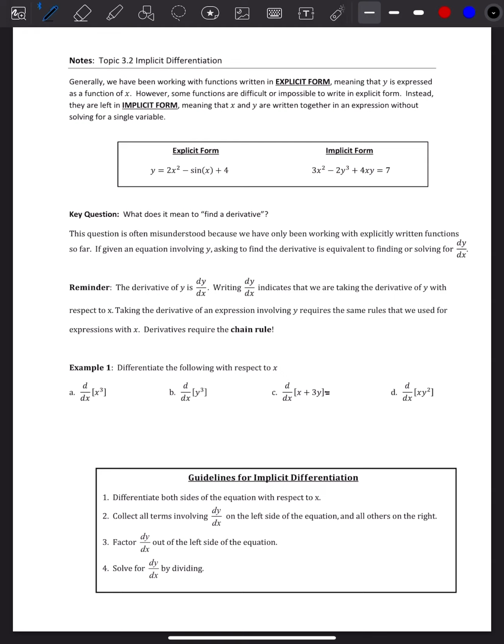So we're going to be talking about implicit differentiation. And implicit differentiation is a technique we can use when x's and y's or other variables are together and we don't have just one singular variable to deal with.